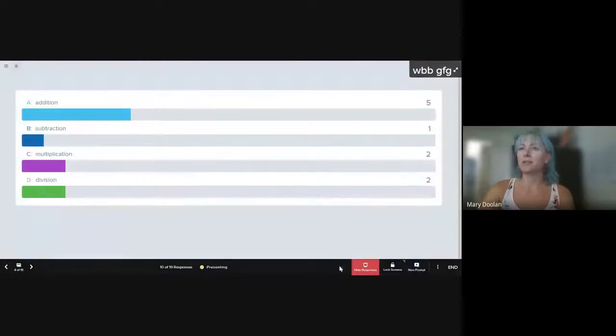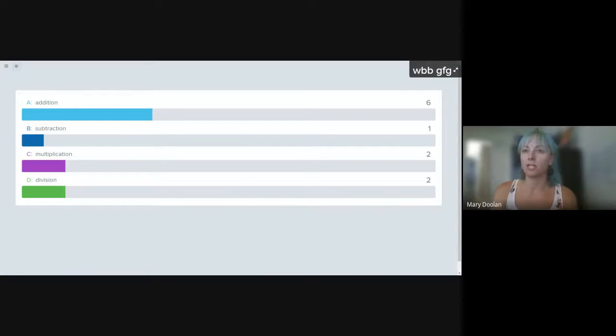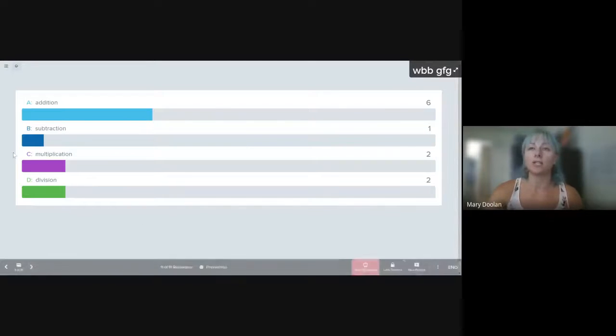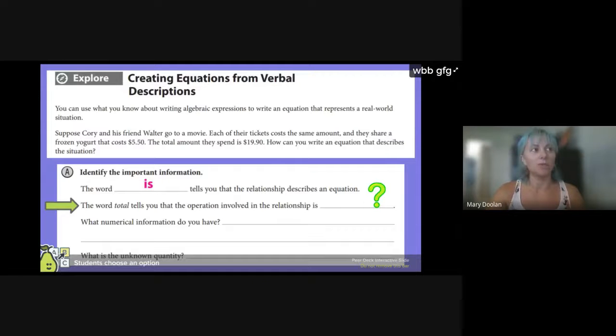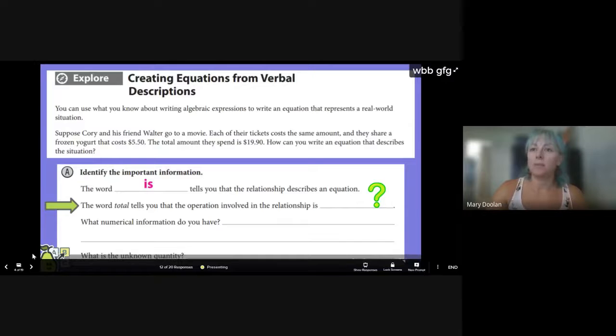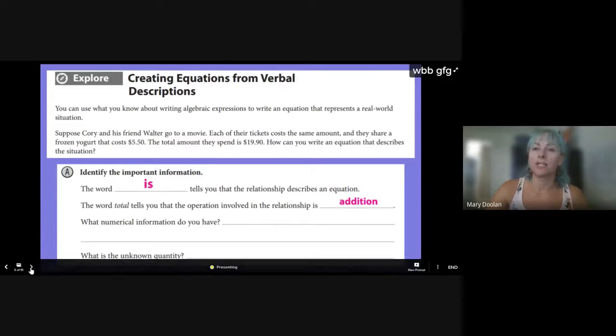All right, and so this is what we got so far. 5 of you said addition, 1 person said subtraction, 2 said multiplication, and 2 said division. Well, the correct answer is actually addition. Addition is the correct answer. And we had a set of notes where we had a bunch of keywords, and total showed up as one of those keywords. That means that you use addition. So we're going to write addition right there.